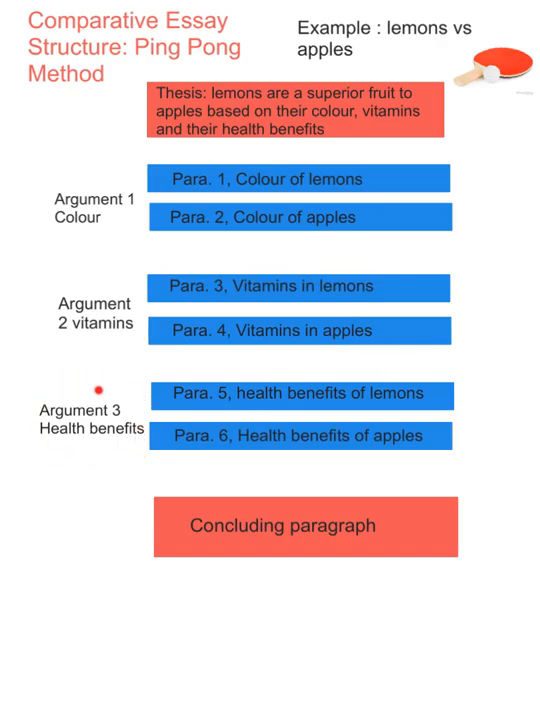Move on to my argument 3, which would be health benefits. And again, in paragraph 5, I would discuss the health benefits of lemons versus the health benefits in paragraph 6 of apples. So you're ping-ponging back and forth between each book. But you're ping-ponging in complete paragraphs with topic sentences, of course, and concluding sentences. And again, you're not losing sight of the purpose of your essay, so you're giving me context for your quotations, you're giving me concrete comments and analyses, and you're connecting those back to your thesis claim.